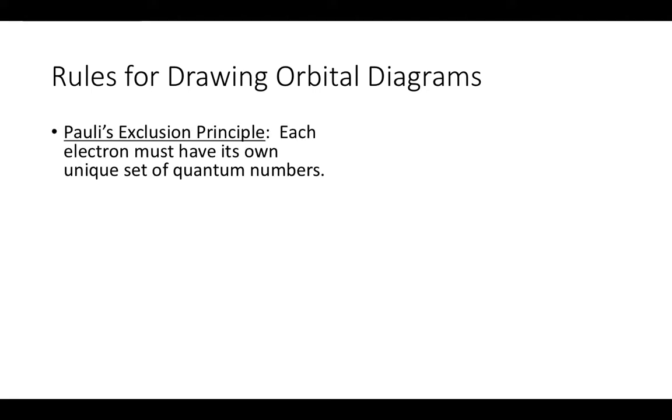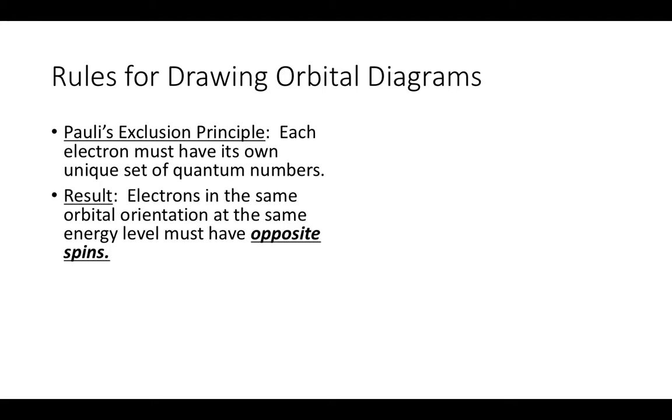All right, the last rule that we're going to talk about is Pauli's exclusion principle. This states that each electron must have its own unique set of quantum numbers. As a result of Pauli's exclusion principle, electrons in the same orbital orientation at the same energy level must have opposite spins. So when we go to double up in an orientation, the first electron will be an up spin. When we double up, that second electron has to have the opposite spin, so it will be a down spin.